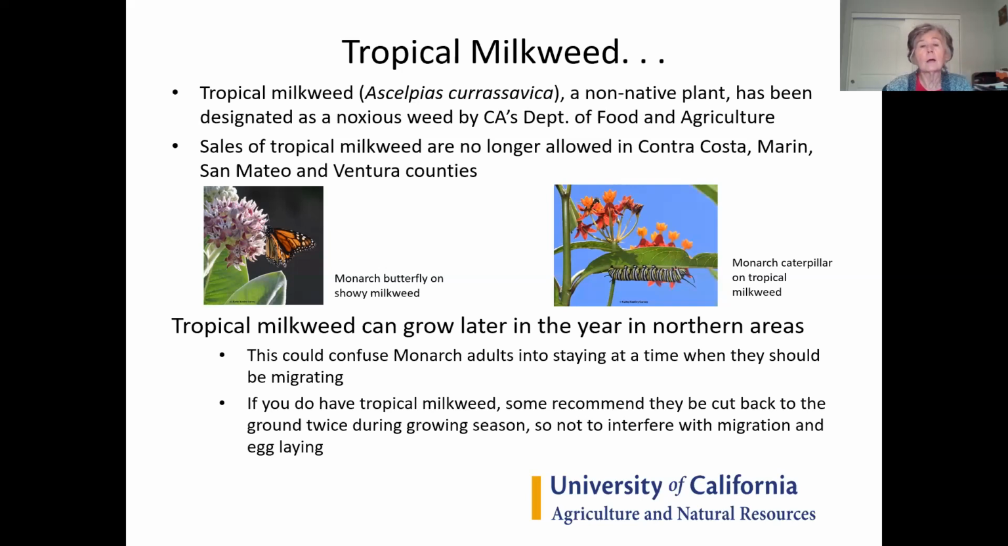If you do have tropical milkweed, some recommend cutting it back to the ground twice during the growing season, so as not to interfere with migration and egg laying, so that the butterflies will keep moving north.